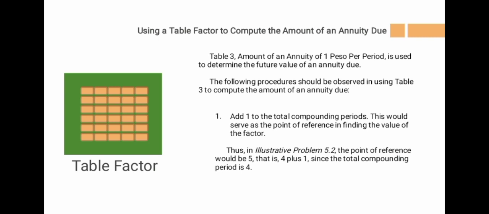Thus, in illustrative problem 5.2, the point of reference would be 5, that is 4 plus 1, since the total compounding period is 4. So 4 plus 1 is equal to 5. So our point of reference would be 5.